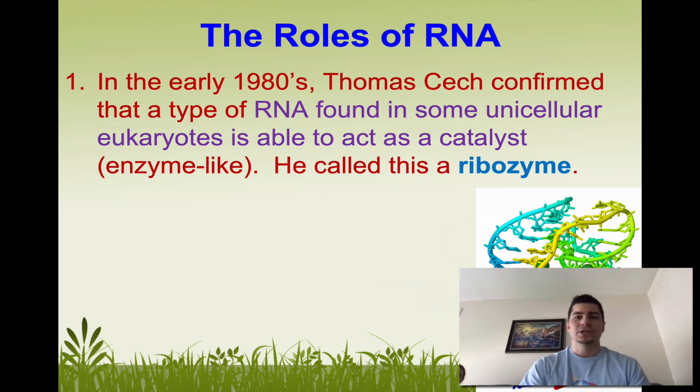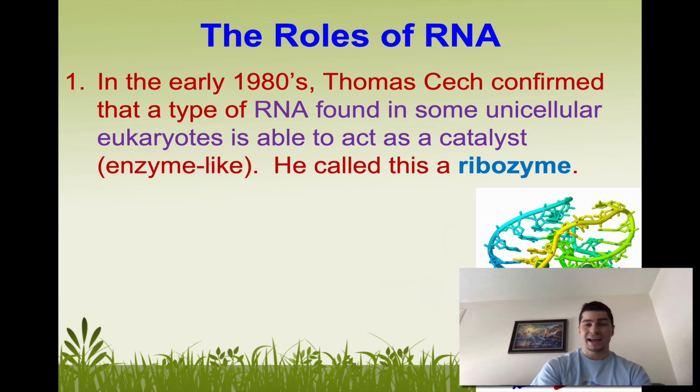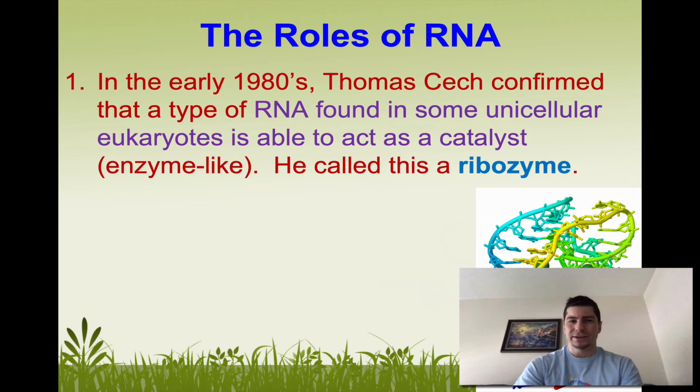But in the 1980s, we had a guy named Thomas Cech, and he found that there was RNA that acted like enzymes. So it acted like a protein. If you remember, proteins are enzymes. He called this a ribozyme. So it's RNA that acts like an enzyme, and that's pretty much all you need to know, guys. It's just an enzyme-like RNA.